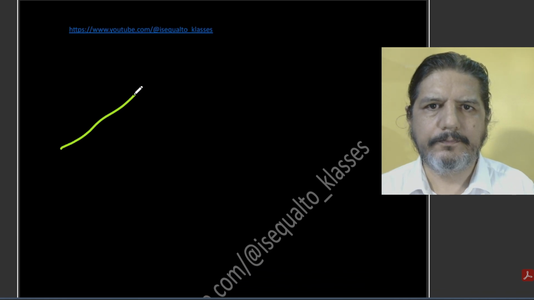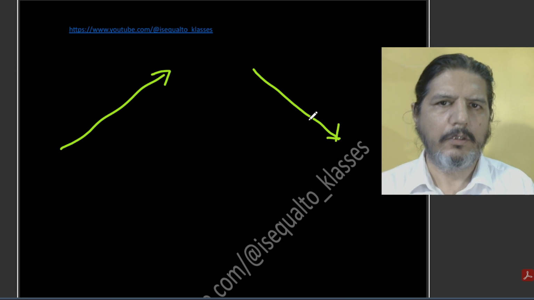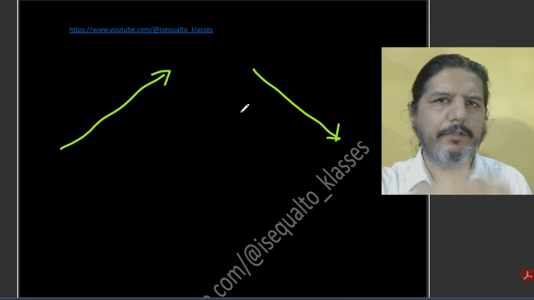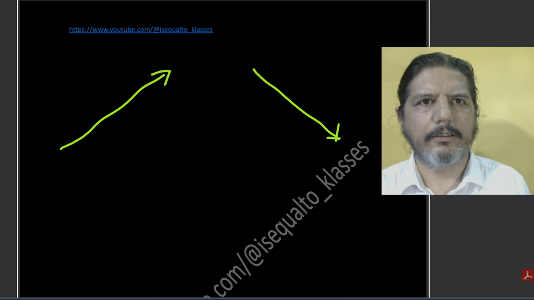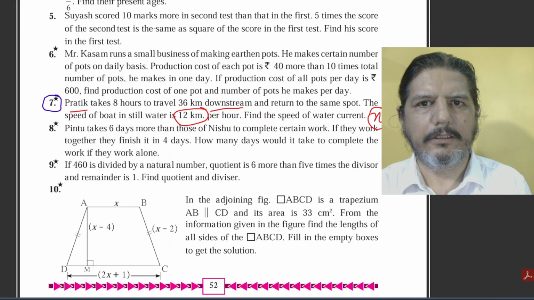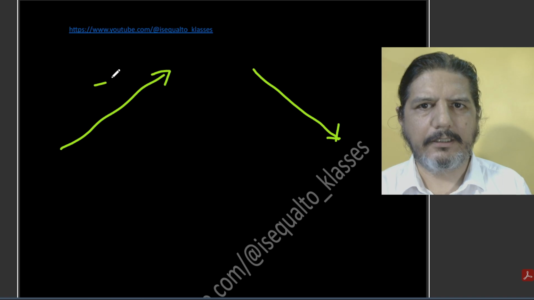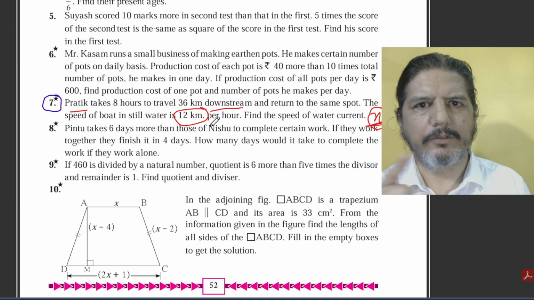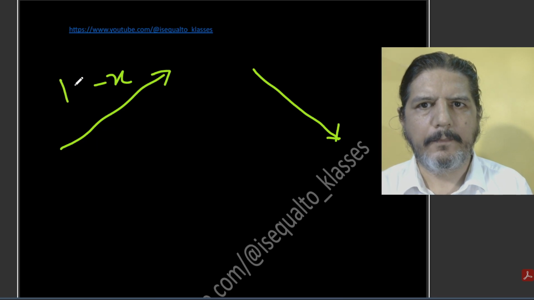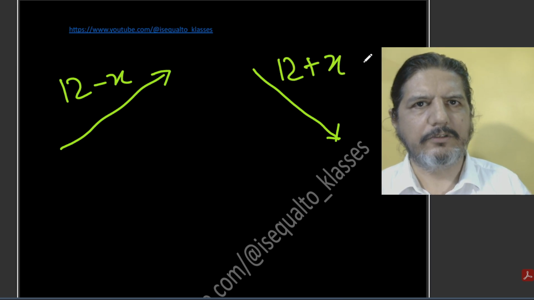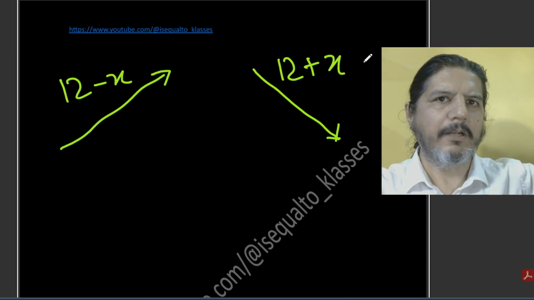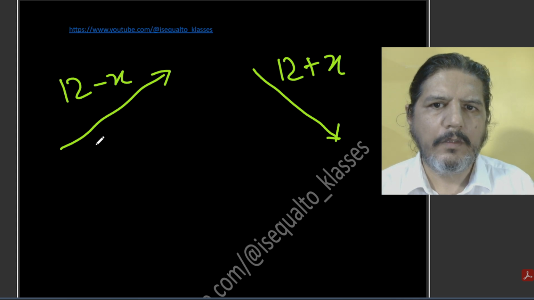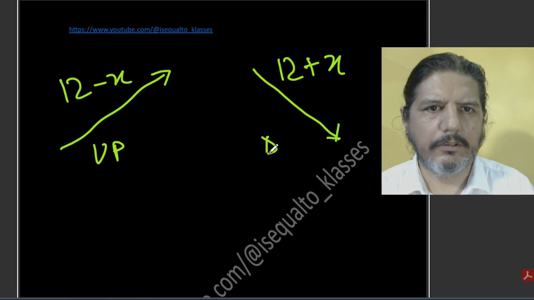So upstream, downstream. So when you are going upstream, because you are facing the water, and the speed of water you have assumed to be x, x would be subtracted from the speed of the boat, which is 12. And in this case, because water would be supporting your motion, so plus x. So this is upstream, this is downstream.